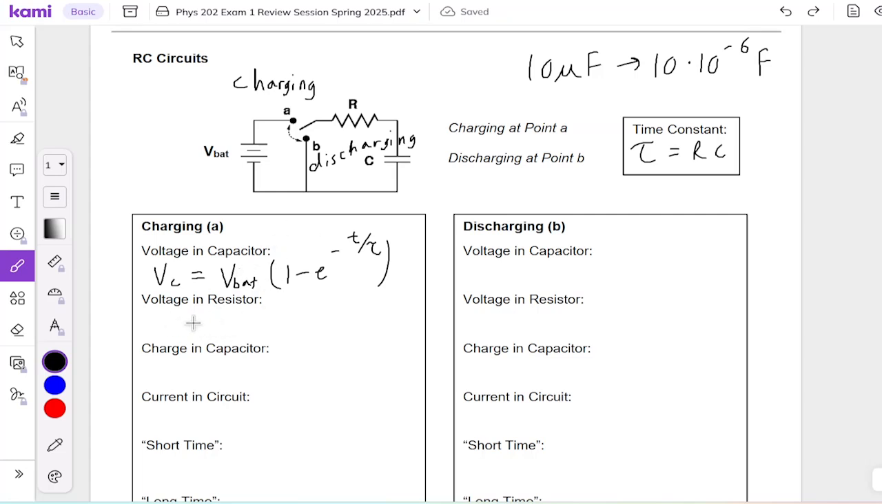Voltage in a resistor. Voltage in the resistor equals voltage in the battery minus VC. This actually simplifies to V bat e to the negative t over tau. You'll notice no 1 minus. The reason I'm giving you both versions is that on the test you're most likely to see this one, and it's most likely going to be in an annoying graph. So be prepared for that.